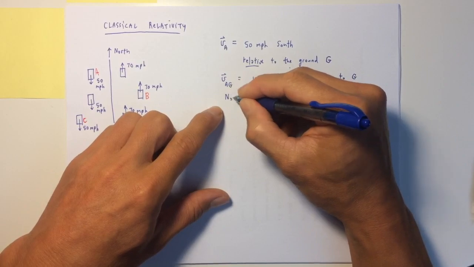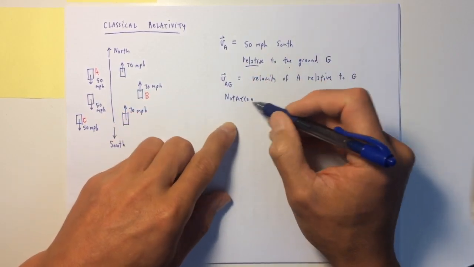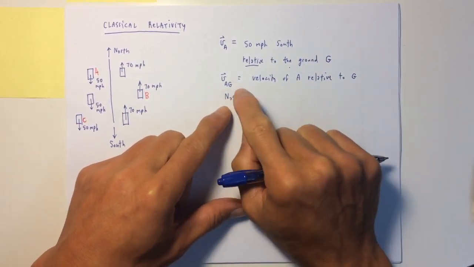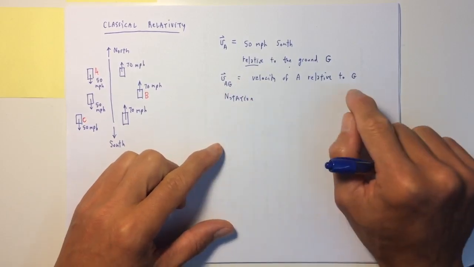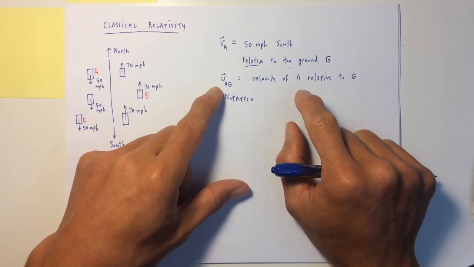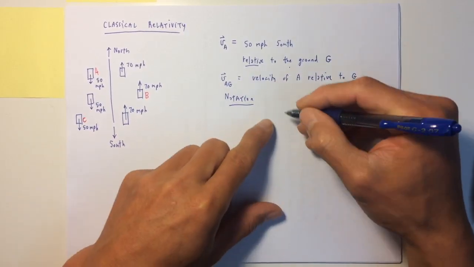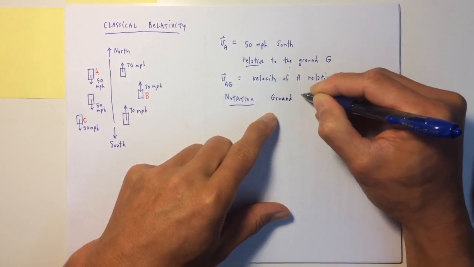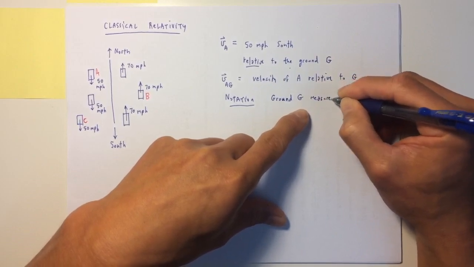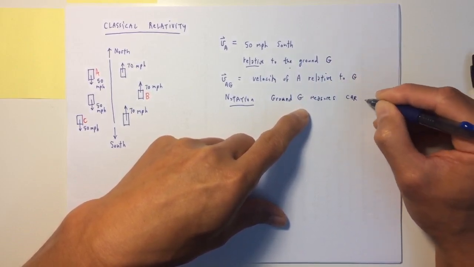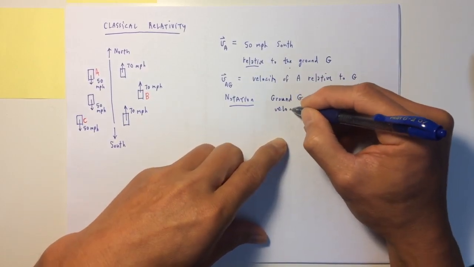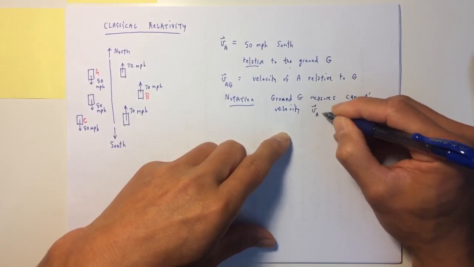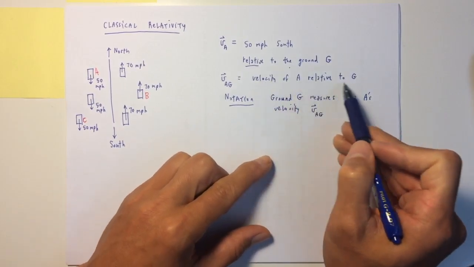This is a notation that I tend to use, but I always have to explain it. It makes it clear what I'm talking about, and in some sense, who's making the measurement. So you might say that this notation is: ground G measures car A's velocity. And this is what's meant by the velocity of A relative to G.